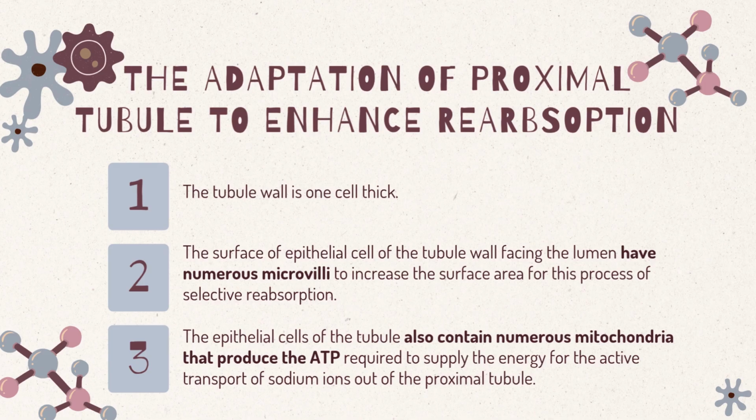The adaptations of proximal tubule to enhance reabsorption. 1. The tubule wall is 1 cell thick. 2. The surface of epithelial cells of the tubule wall facing the lumen has numerous microvilli to increase the surface area for this process of selective reabsorption. 3. The epithelial cells of the tubule also contain numerous mitochondria that produce the ATP required to supply the energy for the active transport of sodium ions out of the proximal tubule.